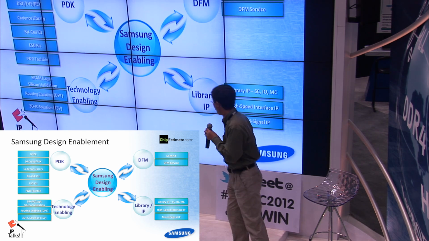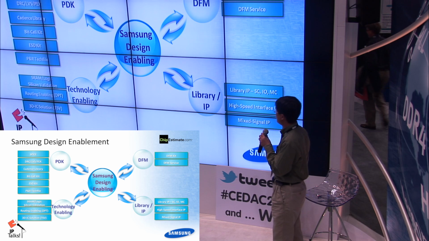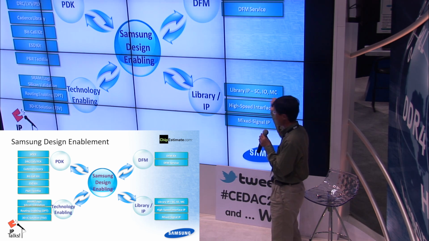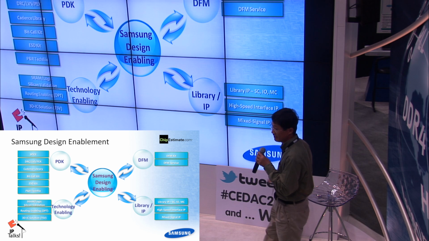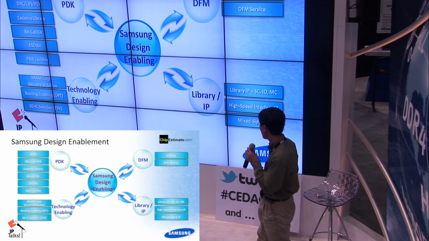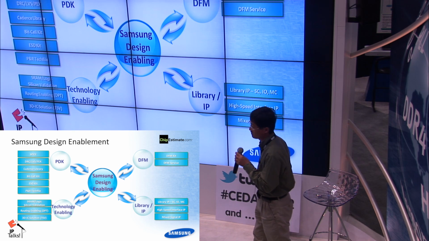And the last one is the libraries. Silicon-proven standard cell, I/O, memories, and high-speed interface IP like USB and SerDes, which I'm going to talk about later, and also the mixed-signal IPs, ADC, DAC, all those kinds of things.